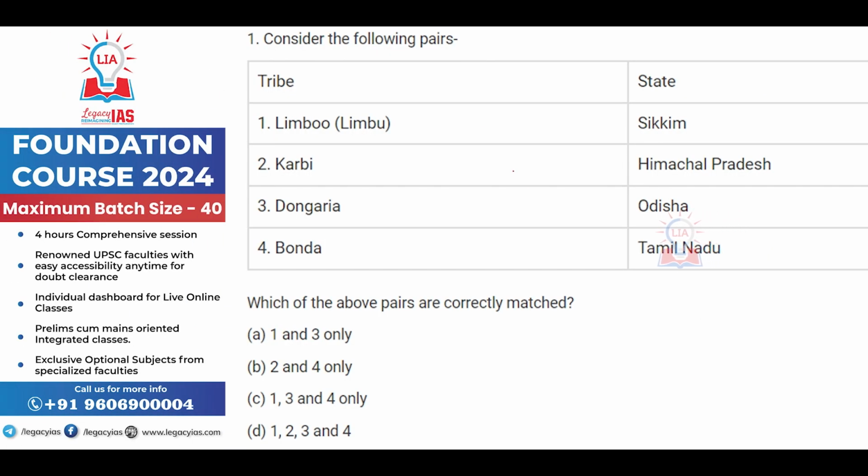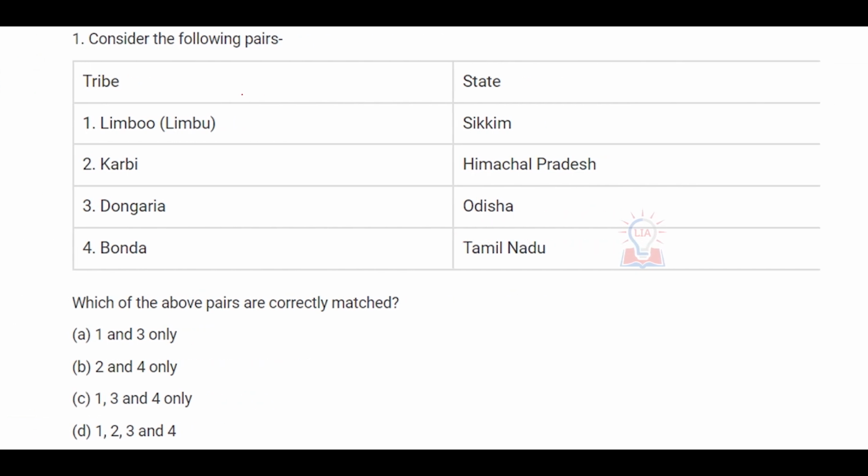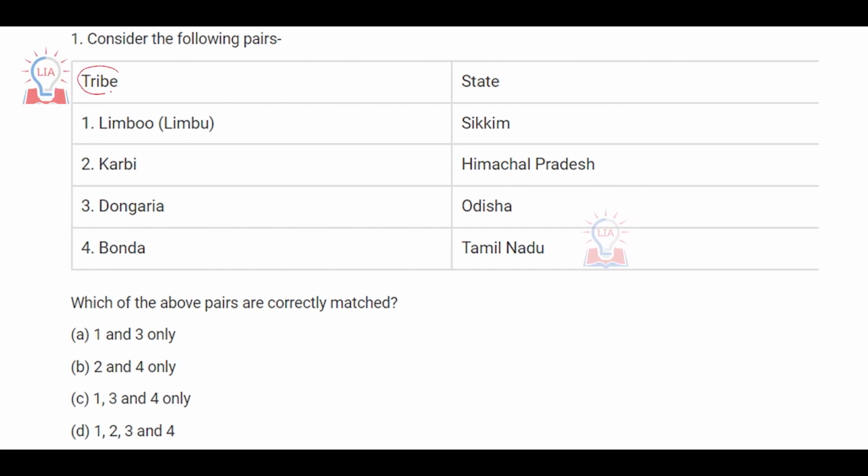So the first question is related to match the following, where it has been asked which of the tribes of India are residing in which of the states of India. So we have four different tribes given: Limbu tribe in Sikkim, Karbi tribe in Himachal Pradesh, Dongriya tribe in Odisha, and Bonda tribe in Tamil Nadu.